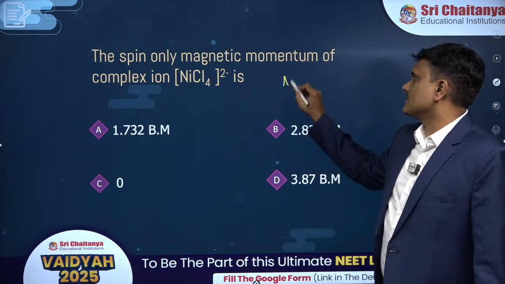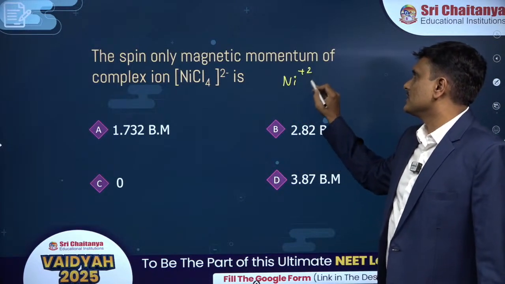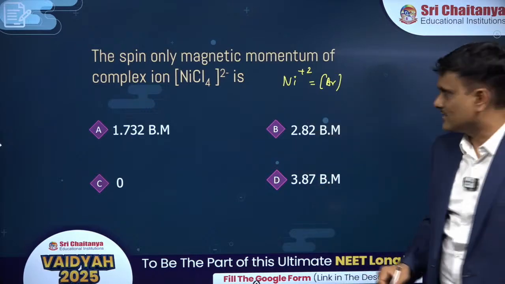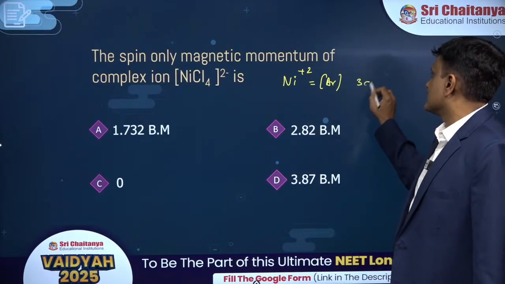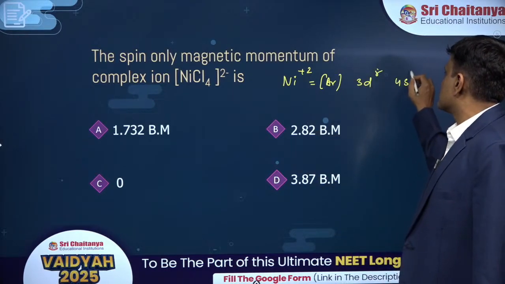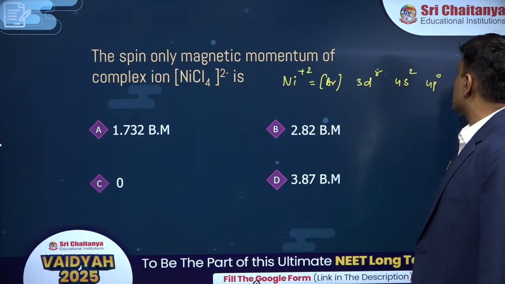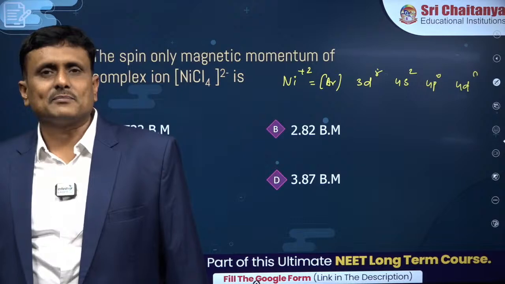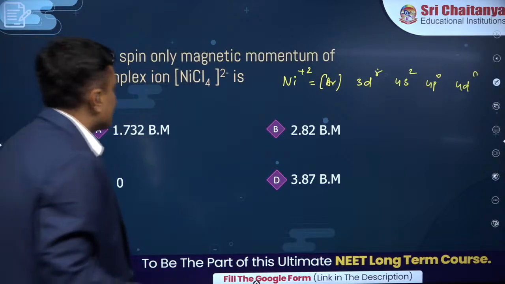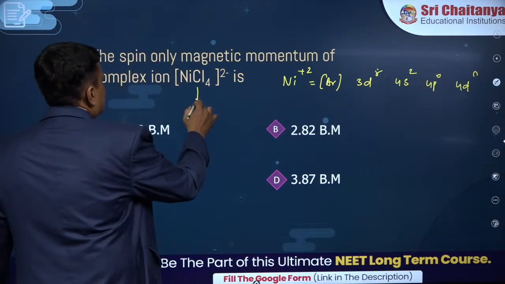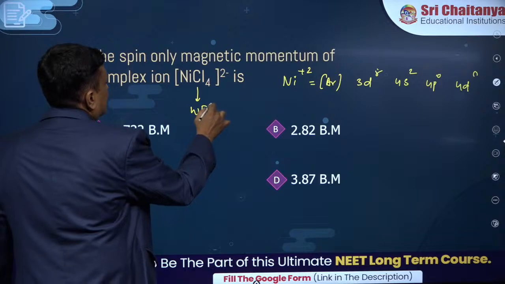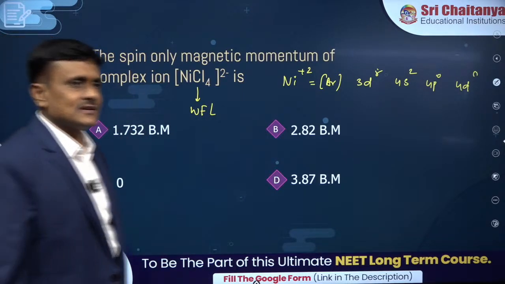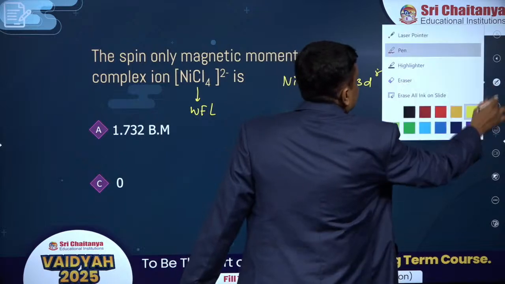Let's check, right? Nickel in place 2 is what? Argon. That is 18 have gone, right? 3d8, 4s2, 4p0 and 4d0. This is the configuration of the Ni plus 2 what we have with us. And next we need to check that it is a weak field ligand. Weak field ligand. Brilliant, Aman. Thank you for helping me here.